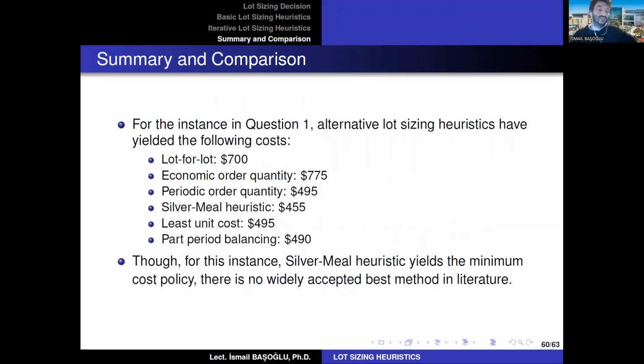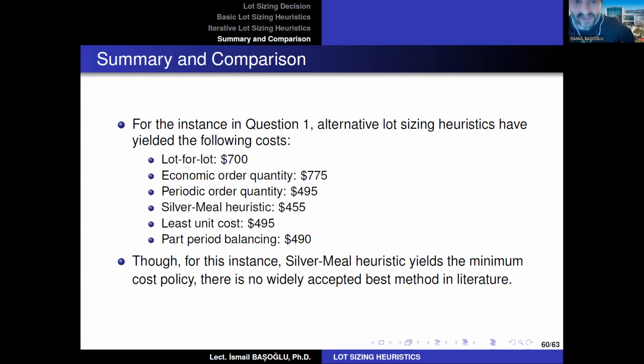But let me tell you that least unit cost and part period balancing can sometimes be as successful as silver meal heuristic and sometimes the periodic order quantity approach here. Economic order quantity is a simple method which requires no calculation. However, for this heuristic to be successful, we rather need to have a stationary demand behavior, which means, even if it behaves dynamically, the variance between the consecutive periods' demands should not be so large, okay? And lot for lot approach is not basically a heuristic.